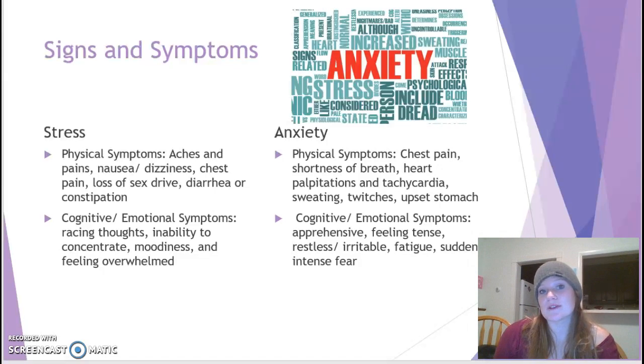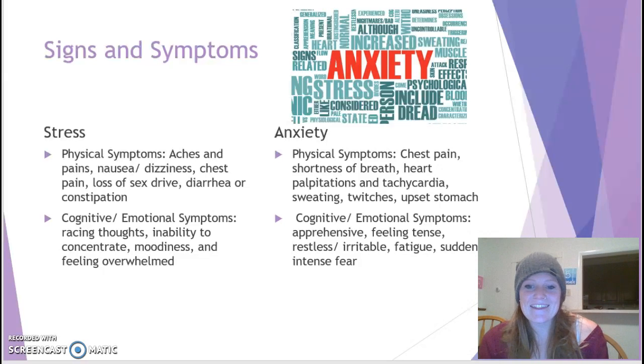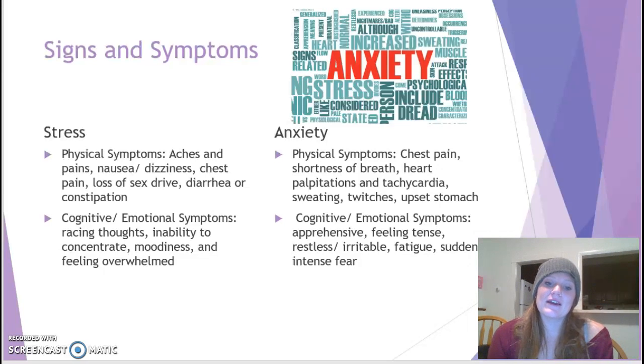We got physical symptoms like chest pain, shortness of breath, a racing heart and tachycardia, and heart palpitations, so you're really noticing that your heart's pounding. Then you got upset stomach, and then apprehensive, feeling tense, irritable, restlessness, and some intense fears. Now everyone should have a little red flag triggering with these physical symptoms because they're very similar to the ones that we see in cardiovascular, pulmonary, and metabolic disease.